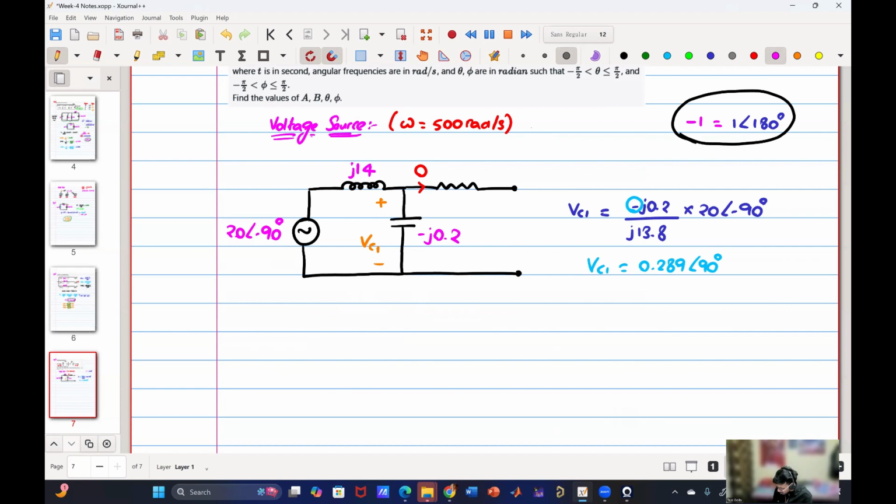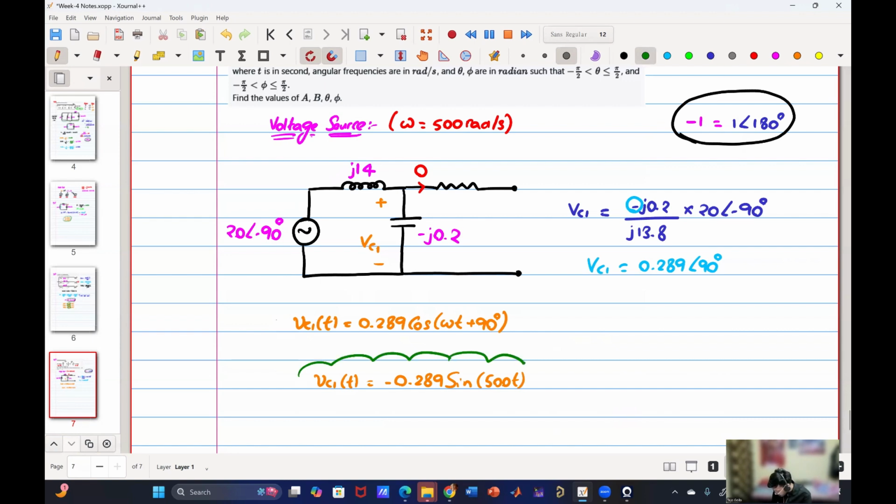Now let us convert this into the time domain. My VC1 of t will be 0.289 cos(omega t plus 90 degrees), right? So VC1 of t will be 0.289 times cos(500t plus 90 degrees), and cos(90 plus theta) is minus sin theta, with omega equal to 500. Agree everyone? I have converted the phasor into a time domain expression. Everyone agree?